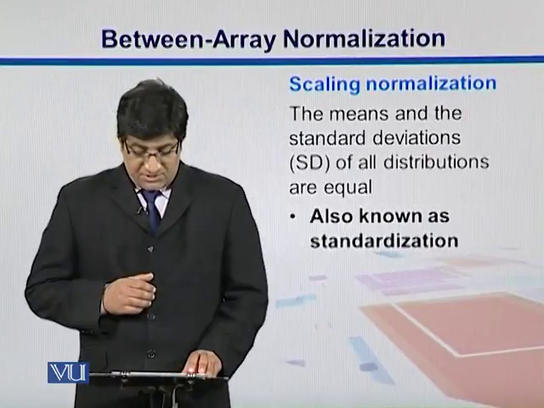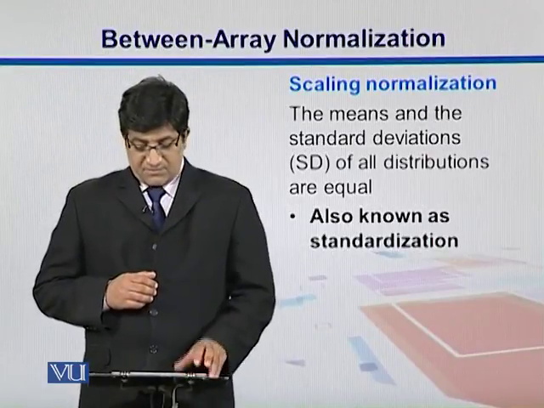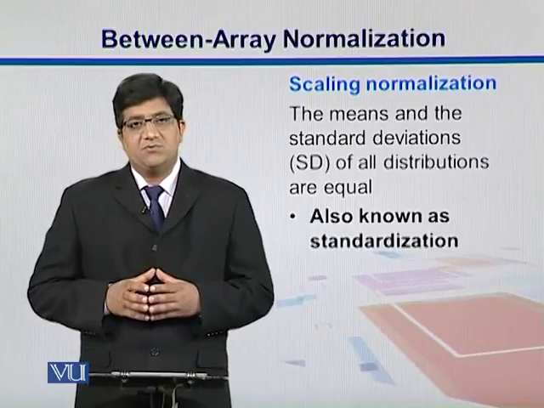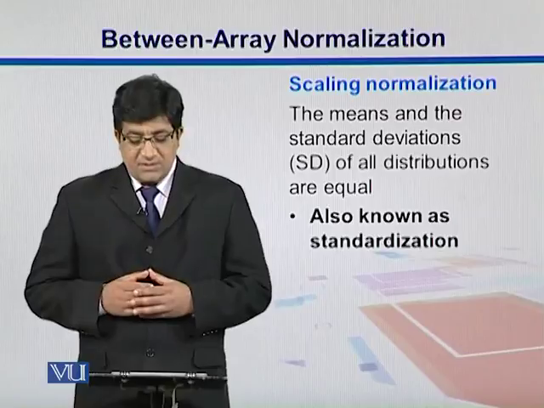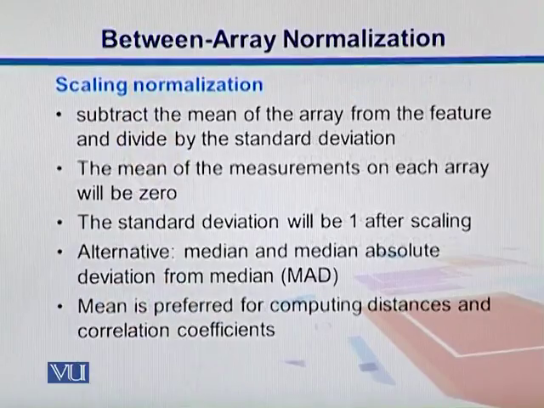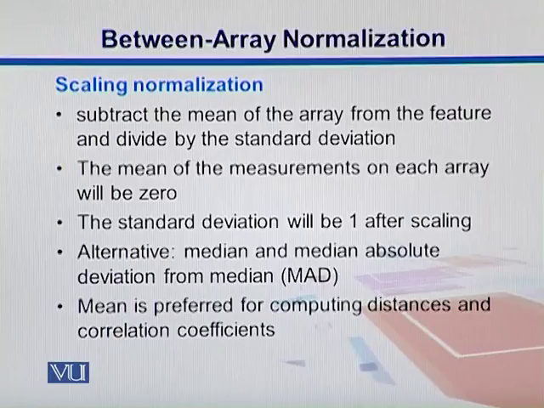In scaling normalization, the means and the standard deviations of all distributions are equal. So we assume equal variance and equal mean, and we also call this process standardization. What we do is subtract the mean of the array from the features and divide by the standard deviation. In this way we come up with values that we call z values or standard values, which we have seen earlier with z distributions. The mean of the measurements on each array will then become 0, and the standard deviation will be 1 after this scaling.